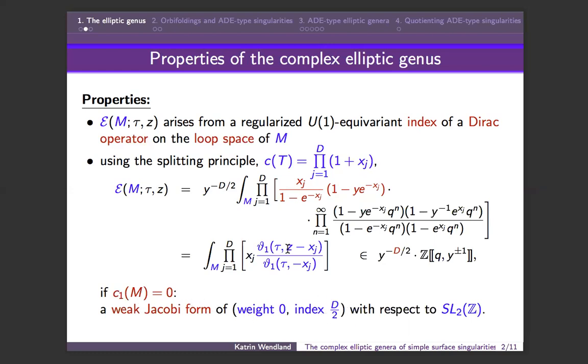And these things are very, very well behaved. So that makes calculations with these complex elliptic genera, again, calculable. So that was a really, really lightning review of the mathematical side of the story.